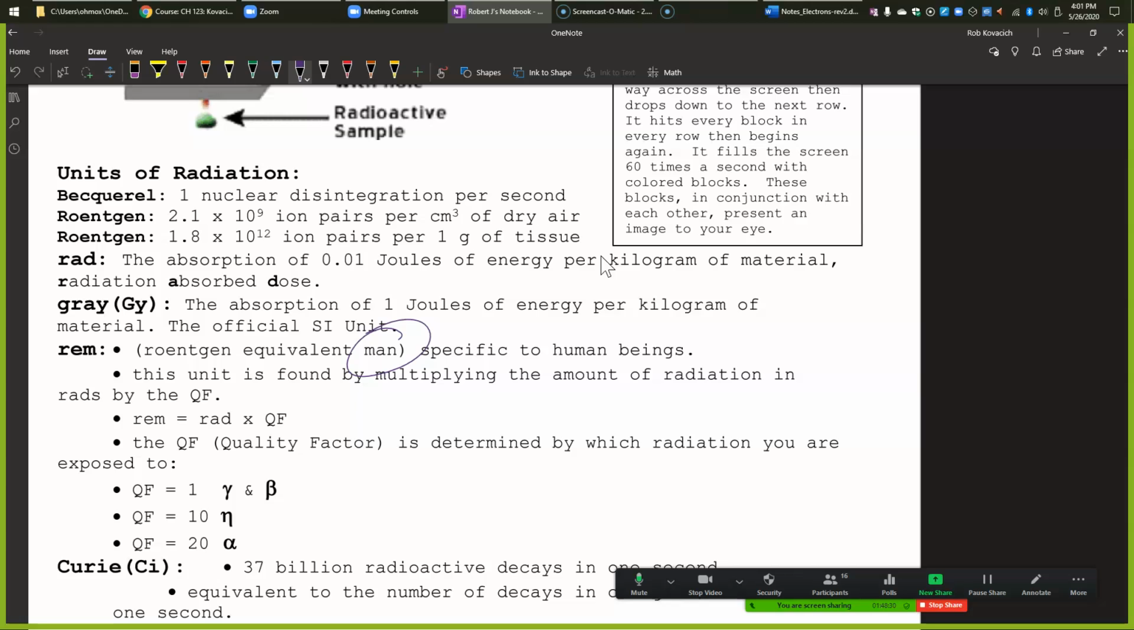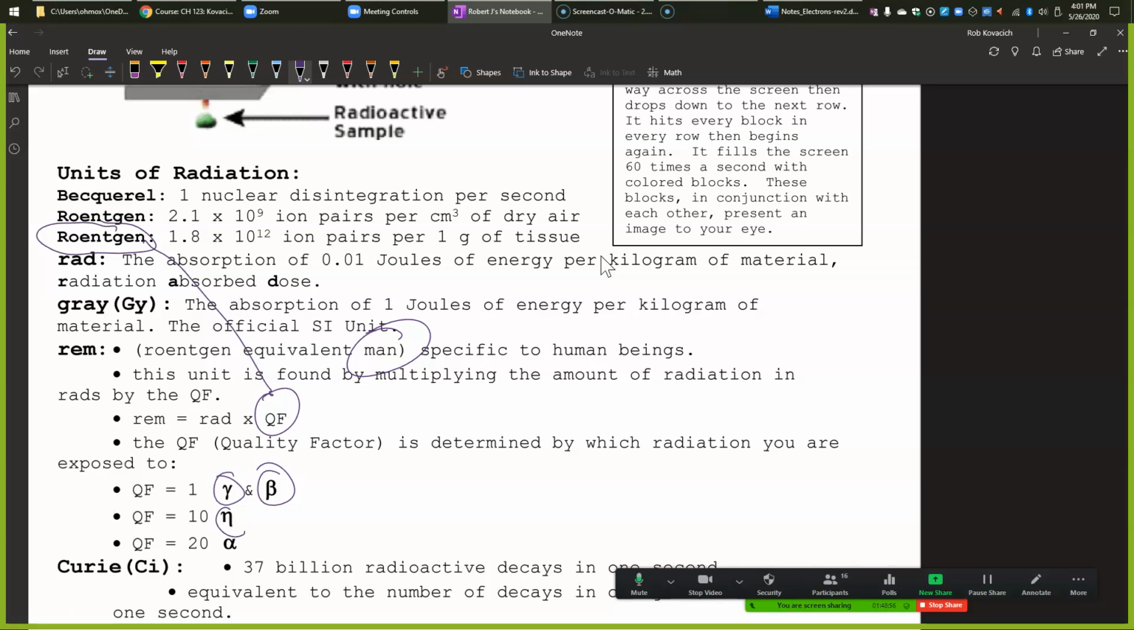So we really care about this one because we want to know how much radiation a human can absorb before bad things happen. So this radiation is calculated by taking whatever the Roentgen value is and multiplying it by something called the quality factor. And the quality factor is dependent upon the type of radiation you're exposed to. If you get exposed to gamma radiation, that's the symbol for gamma, or beta radiation, you just multiply by 1, so the number stays the same.